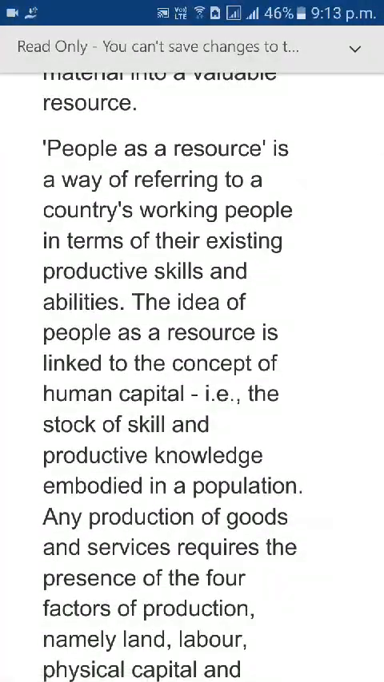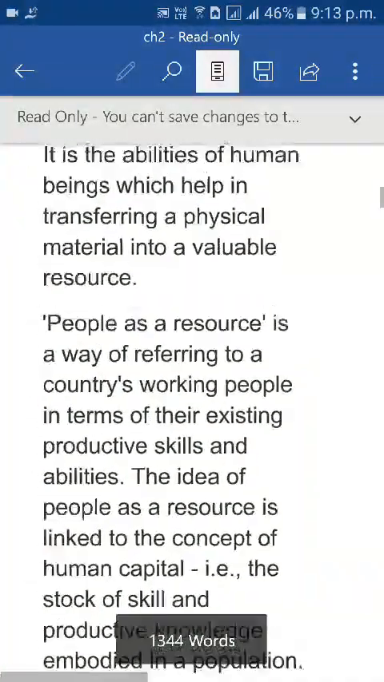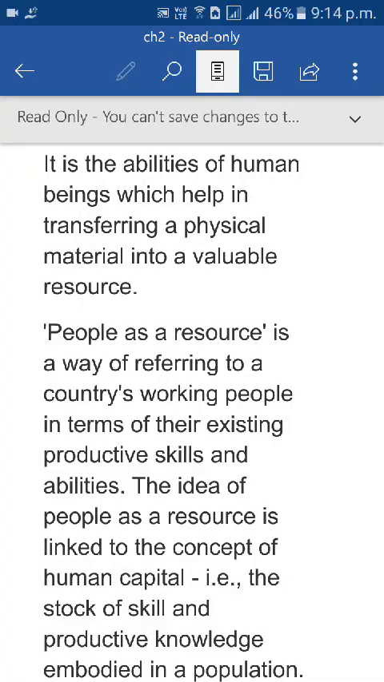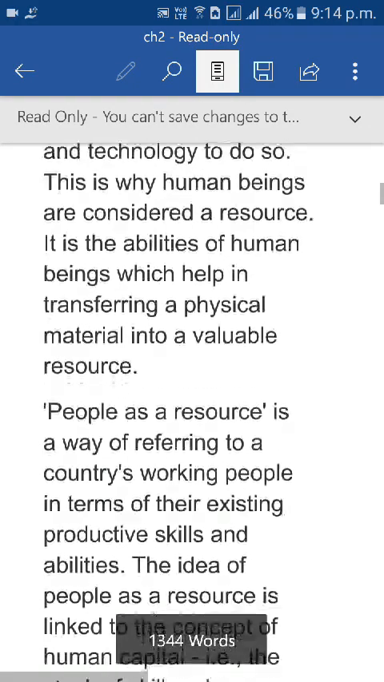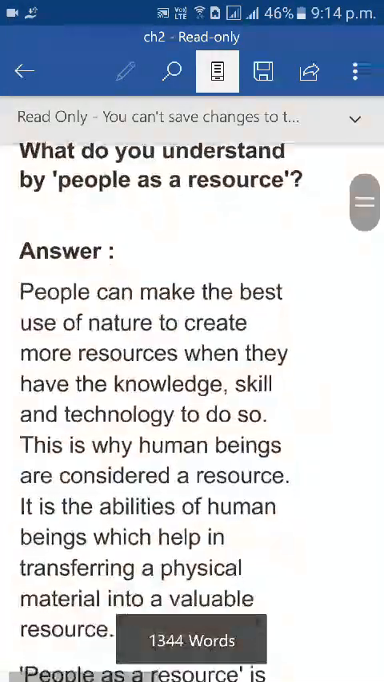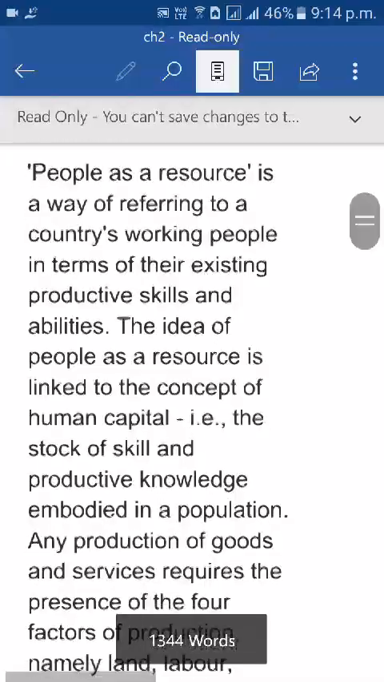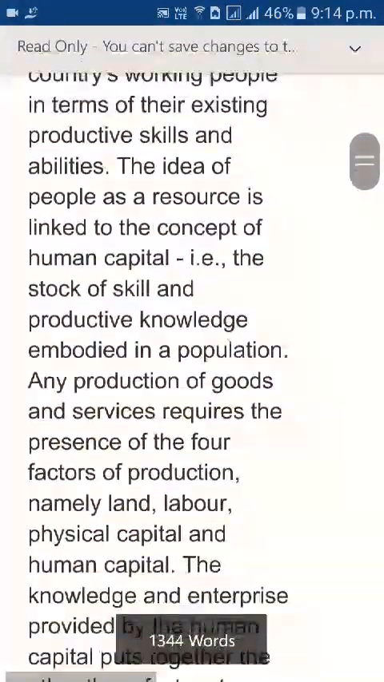Then, people as a resource is a way of referring to a country's working people in terms of their existing productive skills and abilities. The idea of people as a resource is linked. This is not necessary, because actually our answer till here is okay. Because the question only asked what do you understand by people as a resource. Till here is okay. No need of giving more examples.